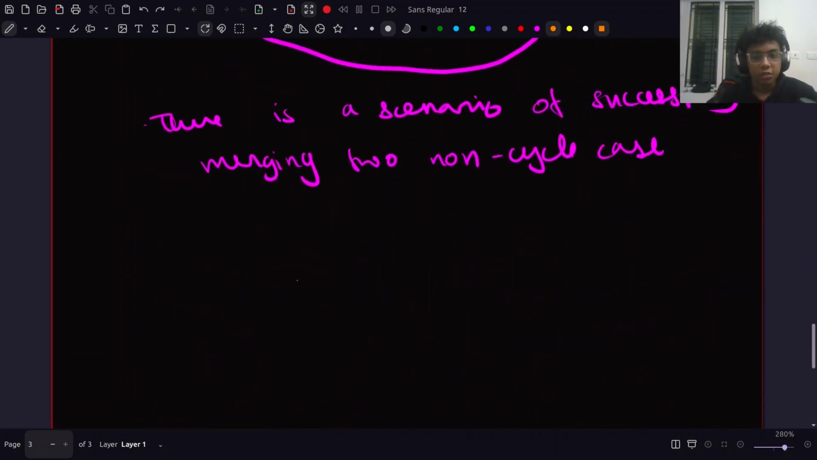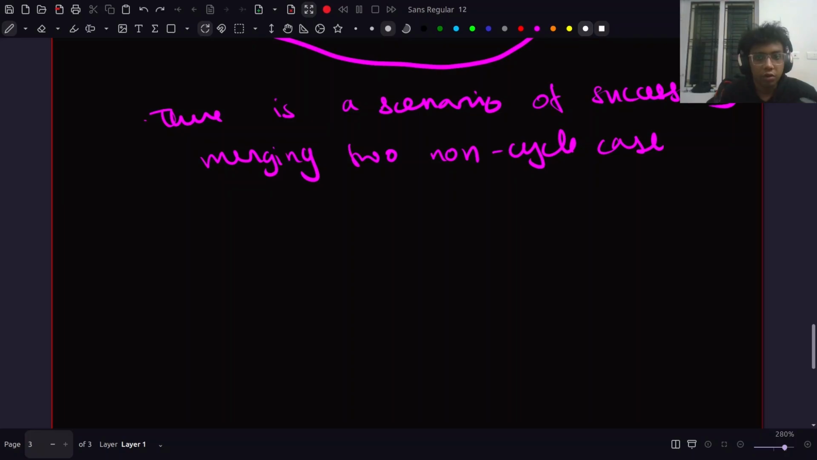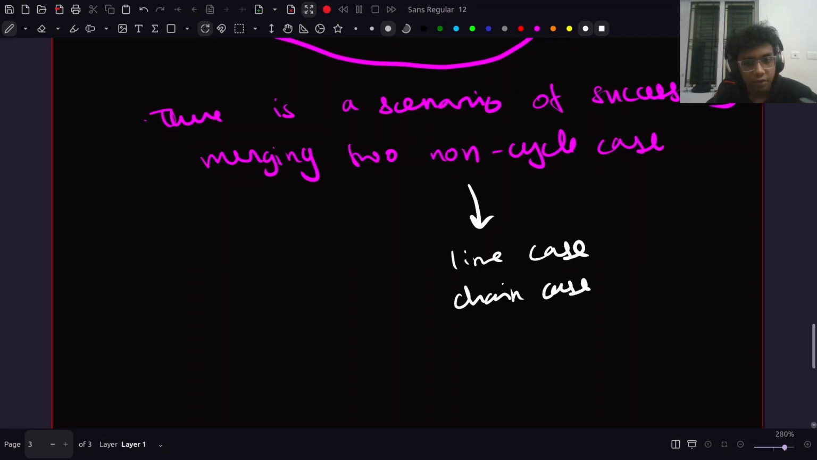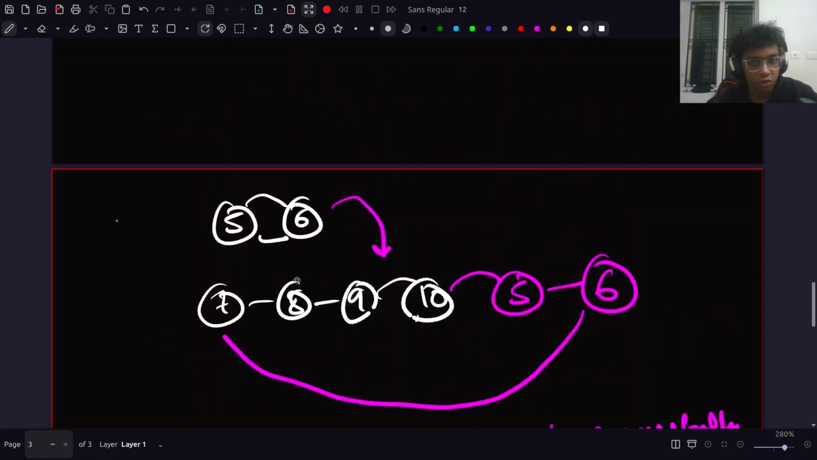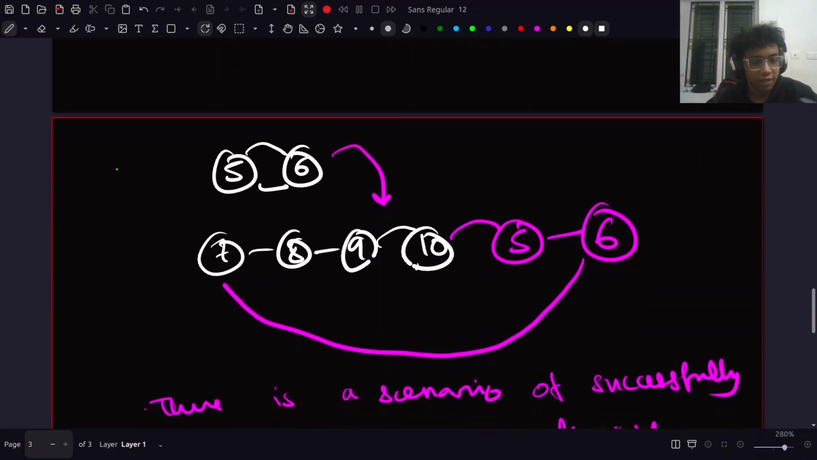So basically non-cycle cases, we can call the non-cycle case either a line case. There are many terminologies for this. It can be called a line case, a chain case because it looks like a chain, and sometimes it's called a bamboo case. So we're going to call this the bamboo case because that's also very common terminology. Basically it looks like a bamboo, like a straight line.